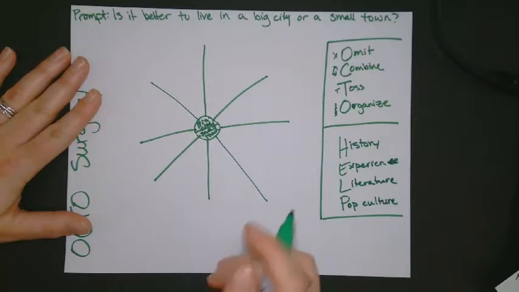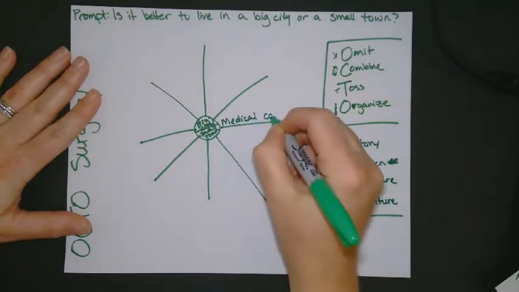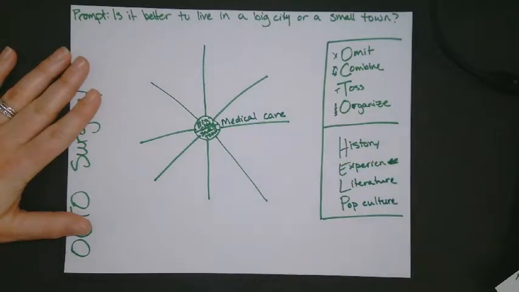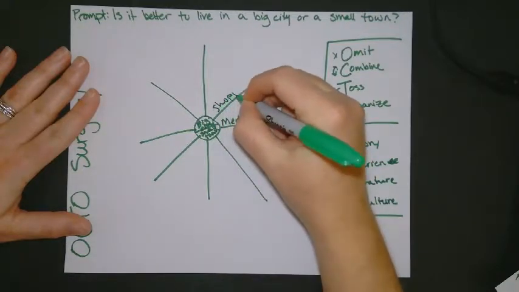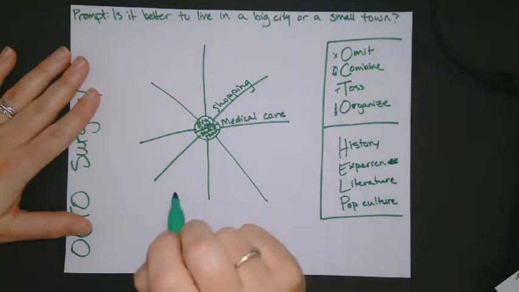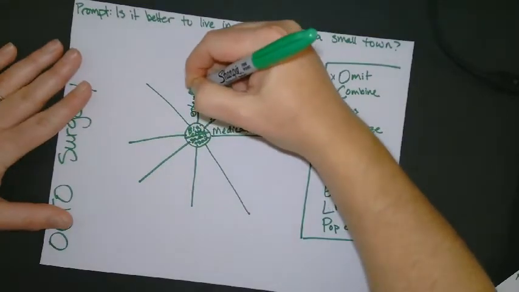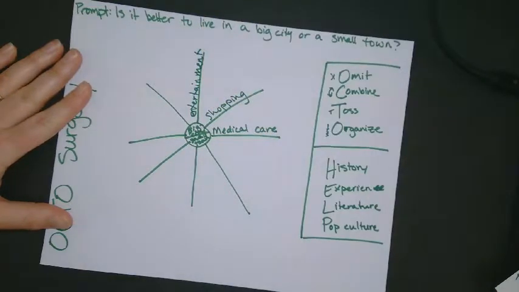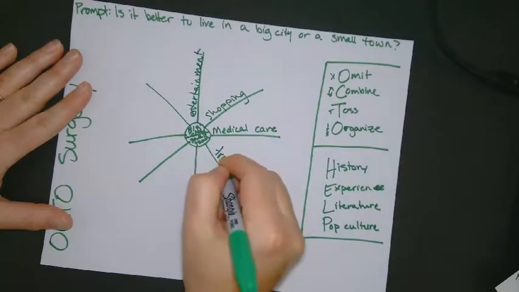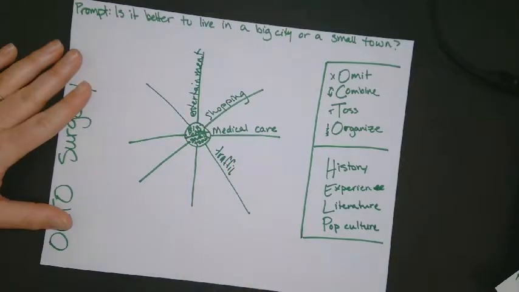So one thing might be medical care. You would have access to more medical care in a big city with larger facilities and often a medical center. You would have shopping in a big town is usually more readily available, and entertainment. You would have traffic in a big city. Would be less in a small town.